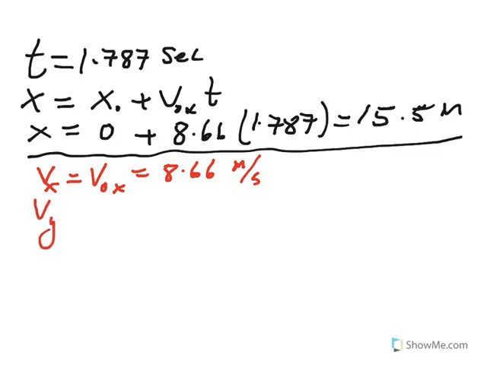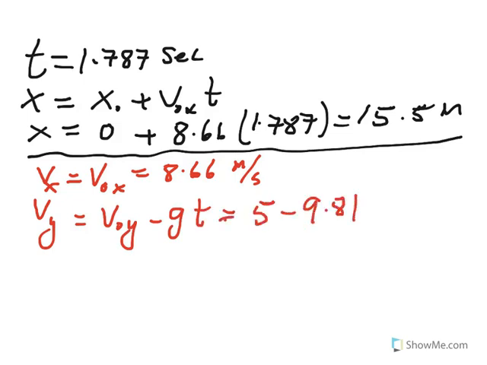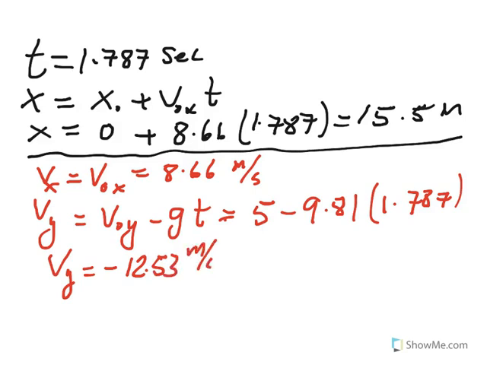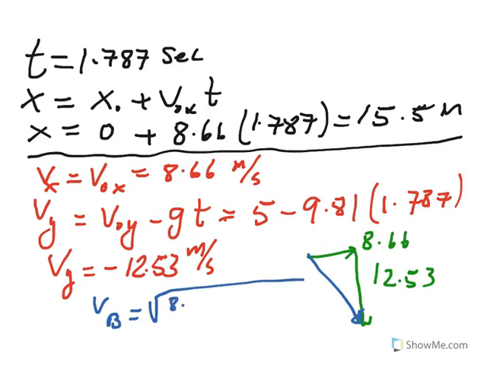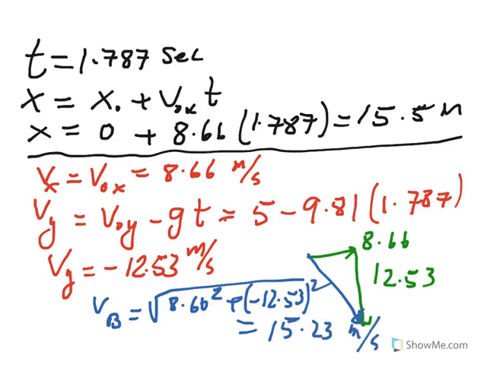And the y component of velocity is determined based on this formula, v0y minus gt. So if you put the v0y, which is 5, minus g, 9.81, times the time, 1.787, Vy comes out to be about minus 12.53. So it should be negative because, as you could see, we have an x component of 8.66 and a y component of about 12.53, right? And the velocity just at B is going to be the resultant of the two. So the square root of 8.66 squared and negative 12.53 squared. This comes out to be roughly about 15.23 meters per second. So that would be the velocity just before the projectile is about to hit point B.